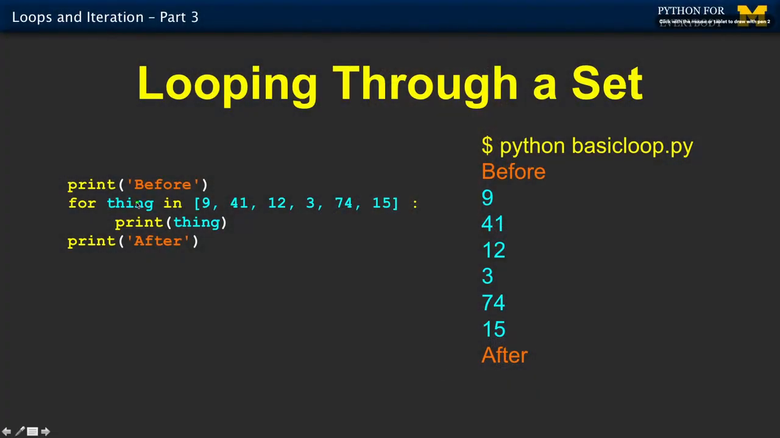So here's the little loop that we're going to do, and I'm going to do this over and over again. And these numbers, you're going to get tired of these numbers. For some iteration variable in 9, 41, 12, 3, 74, 15, we print out a before. So we're going to do something before the loop, we're going to do something during the loop and after the loop. Right now I'm just printing everything out, so you kind of see how the loop works.